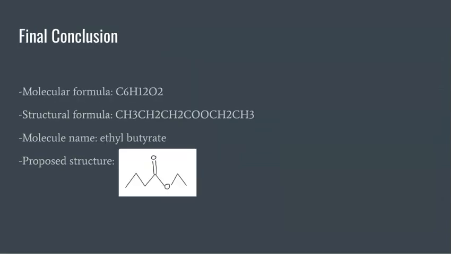And for our final results, you can see that the molecular formula was C6H12O2. The structural formula was CH3, CH2, CH2, COO, CH2, CH3. The molecular name was ethyl butyrate, and the proposed structure is drawn down below for you.